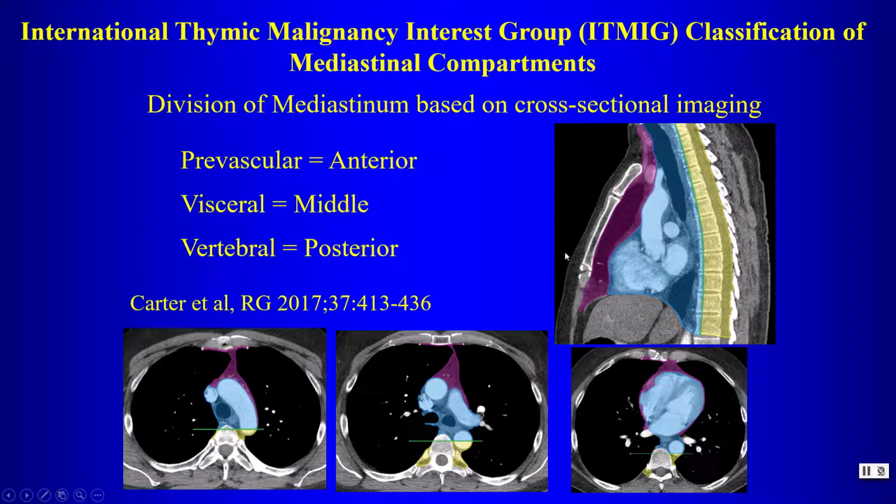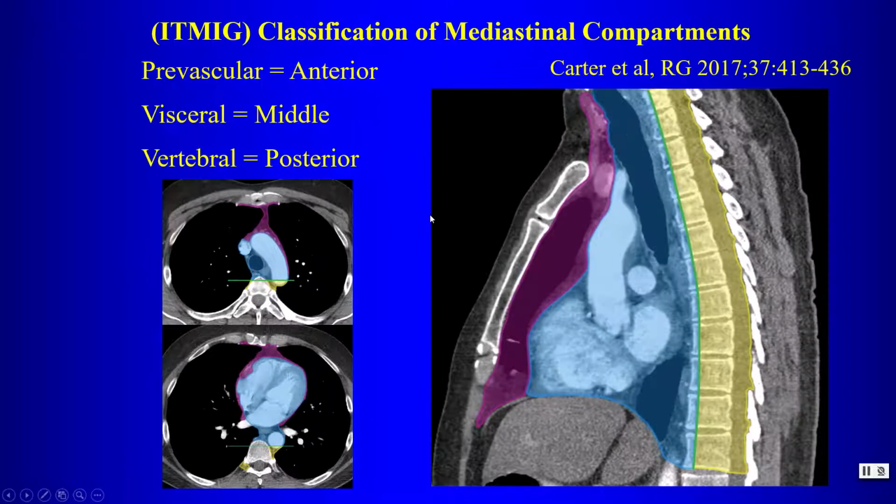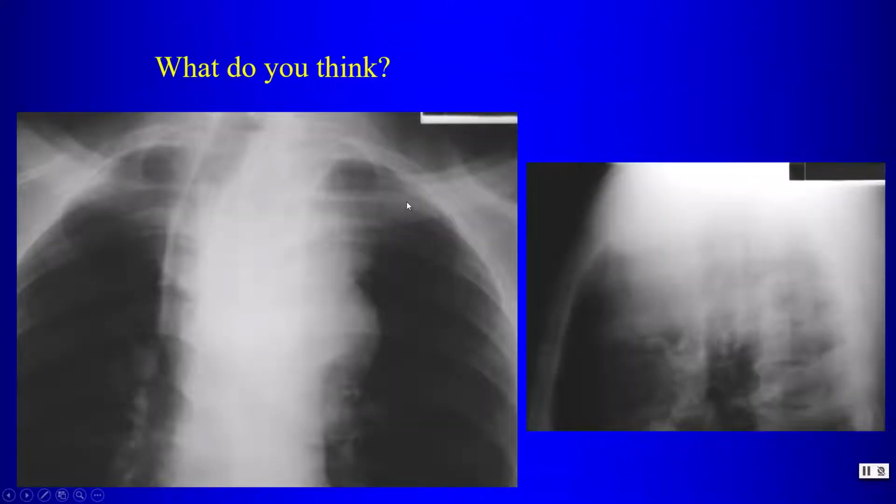So if you're asked on an exam, this is the accepted definition as far as radiology goes for the mediastinal compartments: prevascular, visceral, vertebral, and we have discussed the divisions. So let us start with this case here.